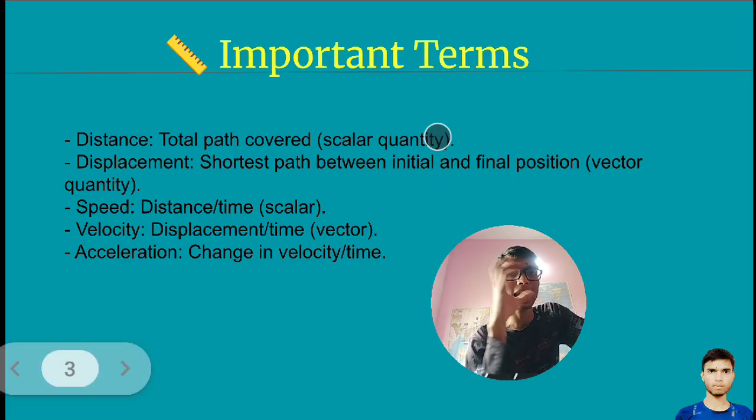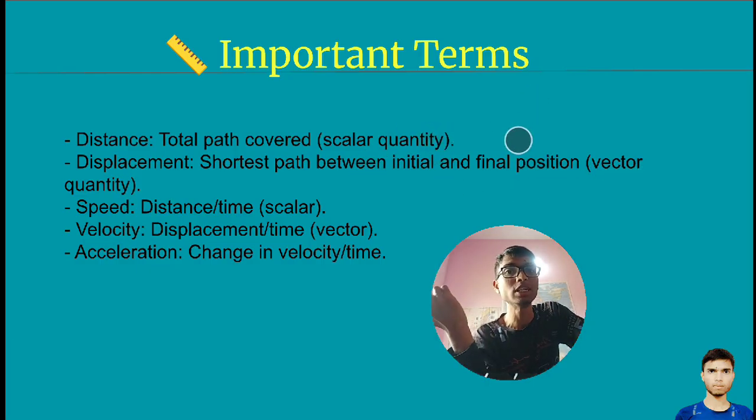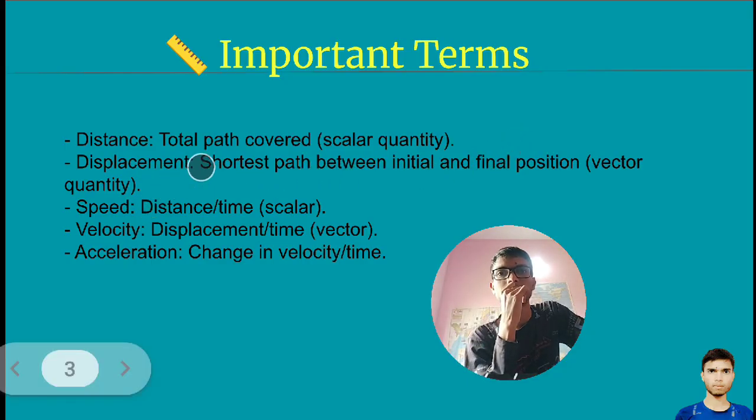Initial means starting point, final means end point. Clear? Speed. This is a formula: distance upon time. If you want to calculate the speed of something, you will have to use this formula, distance upon time, and it is considered a scalar quantity.